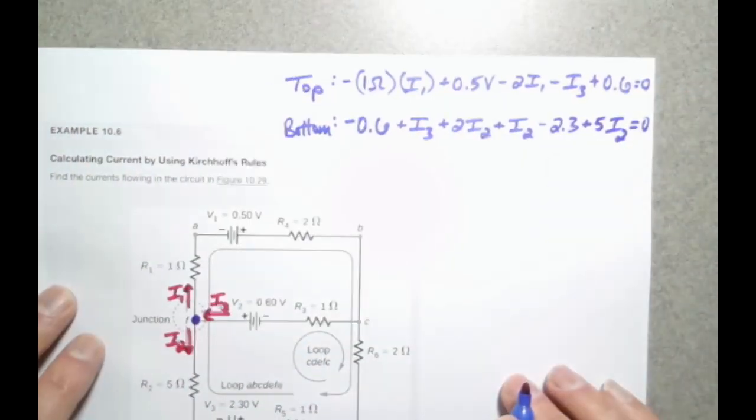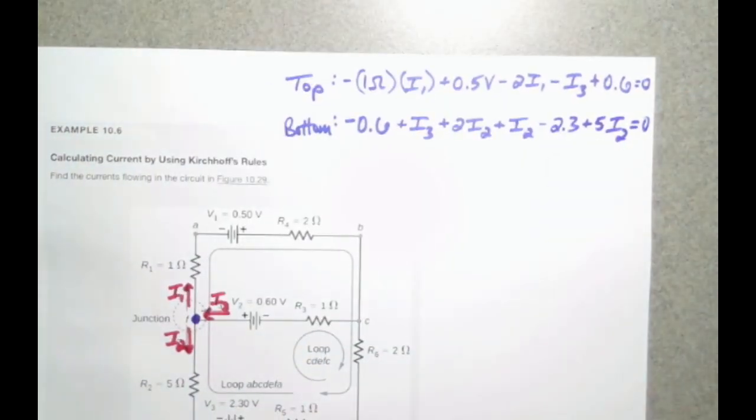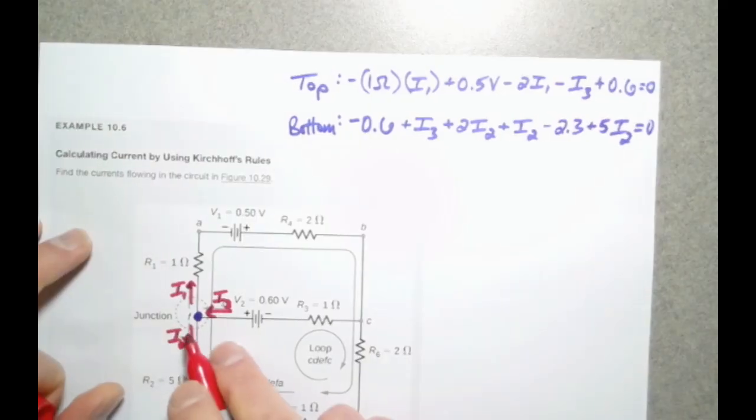All right, so I have now done Kirchhoff's loop law for both loops, okay? Now, how many things do we not know in these equations? I don't know I1, I3, I2. So the problem is I have 3 unknowns, but only 2 equations. I need one more equation. Where do we get that from? We get that from the junction law.